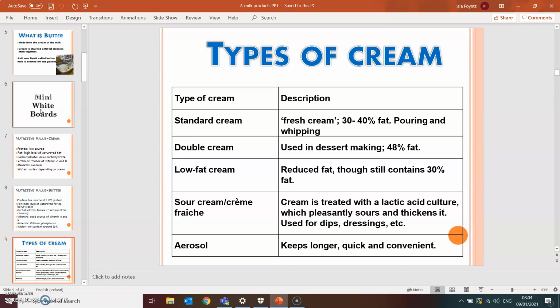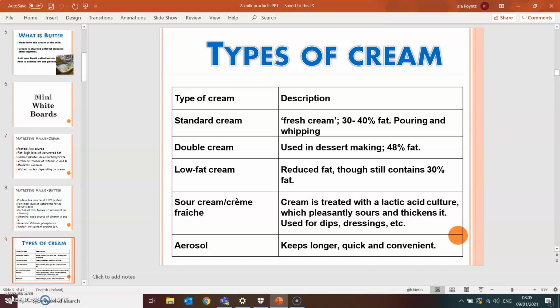So sometimes I know I would put sour cream or creme fraiche on top of maybe a chili con carne or chili tacos. Okay, I would put a sour cream or a creme fraiche there, and it just cools it down. And they're also used for dips and for dressings as well.